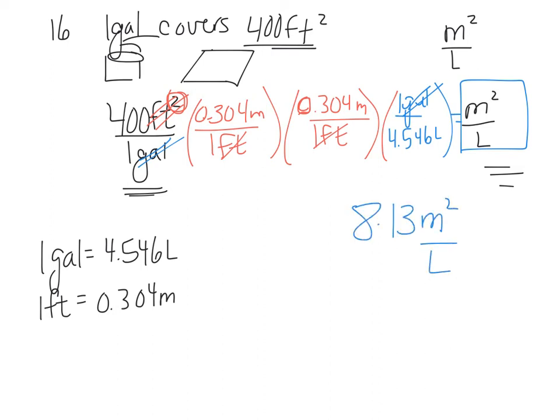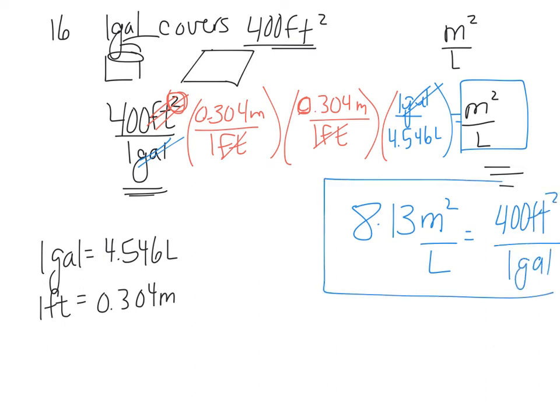So if you had a gallon of paint, you could paint 400 square feet for every 1 gallon. But that's exactly the same as saying that you could paint 8.13 square meters for every 1 liter.